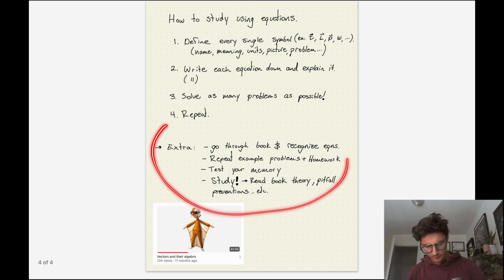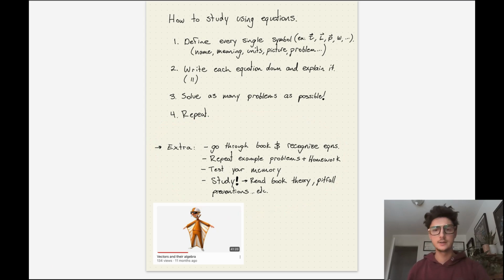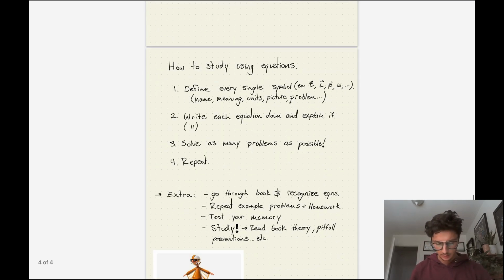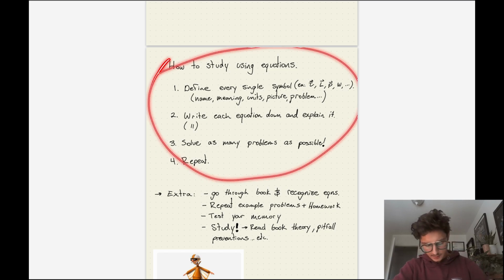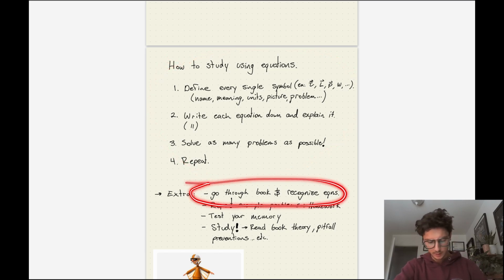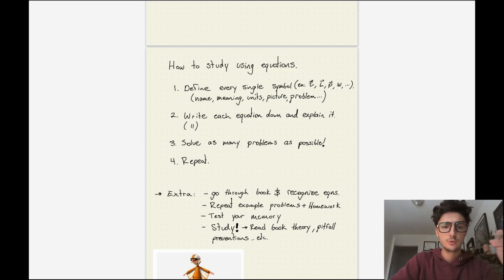Then here are some extra things. Go through the book and recognize the equations. After you've done this entire thing and you feel comfortable with all the equations, read the book slowly and be like, what's going on here? Do I understand the equations that they're using? And ask yourself, can I do all of this when I read the book? Can I identify the symbols, identify the equations? If I see a problem, can I predict the solution? Can I see it done in my head before they give me the solution?